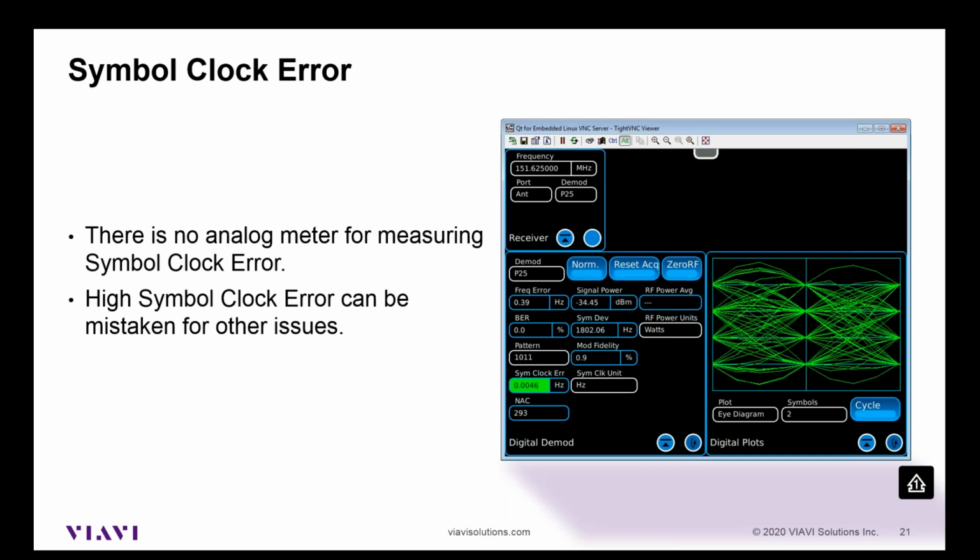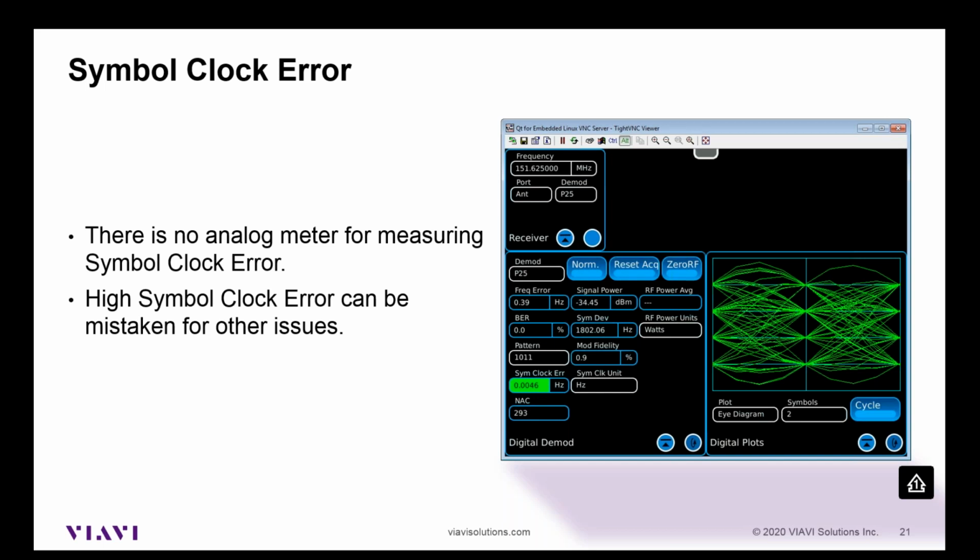So I mentioned symbol clock error when we were talking about the symbol deviation. Again, there is no analog meter for measuring this, and there's no way to know with an analog service monitor whether your symbol clock error is acceptable or not. So here we have the symbol clock error meter in the lower left corner. On the right side of the screen, of course, is the eye diagram once again. The eye diagram is a very versatile tool for visualizing what that signal is doing.